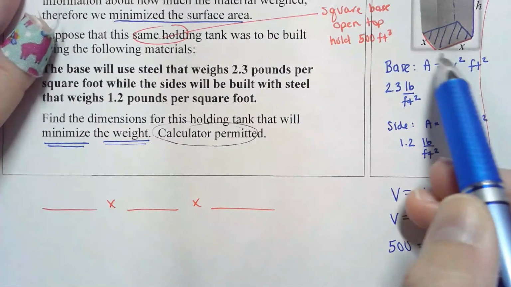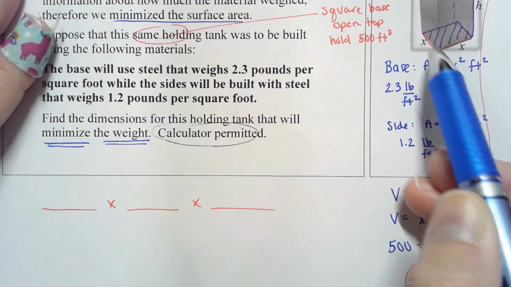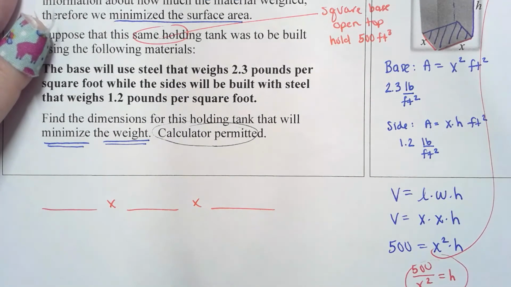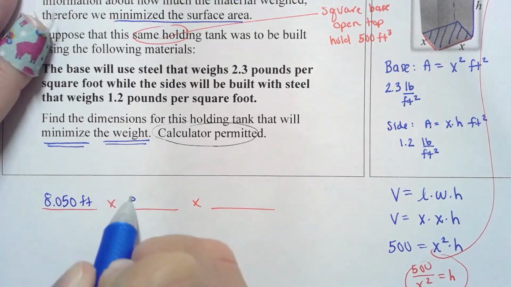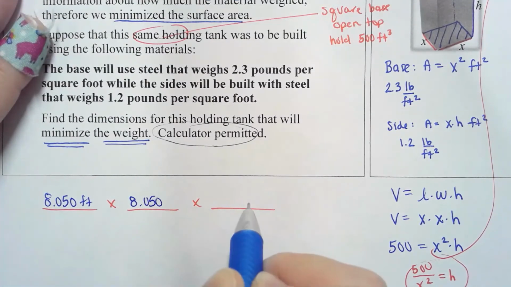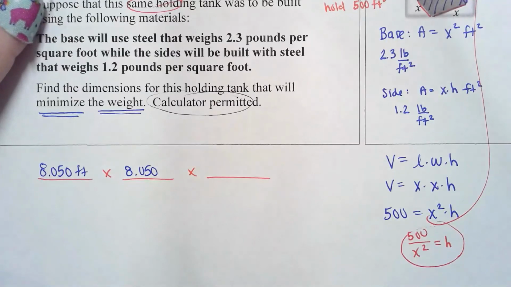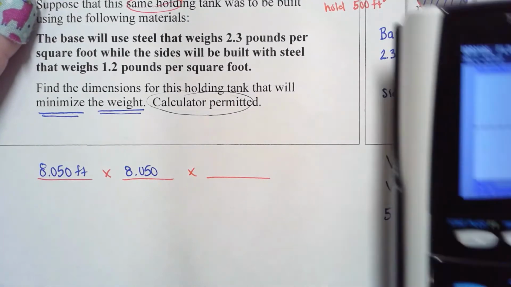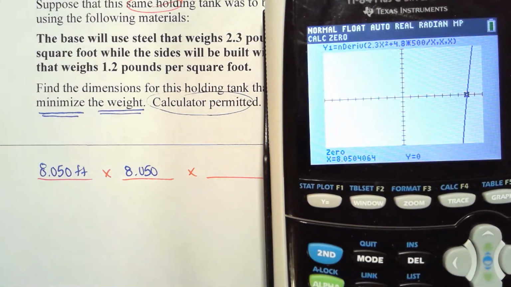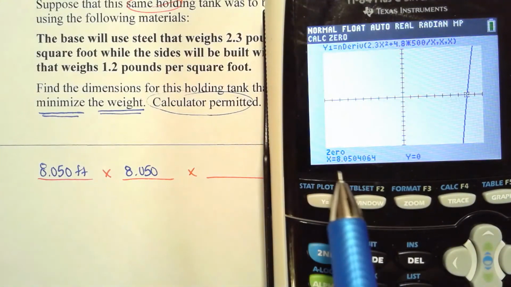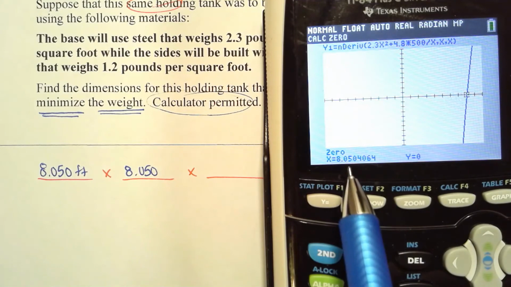Now, the good news is the x on our calculator is the same as this x here. So we have our 8.050. I just need to go find the height. How do we find the height? Oh my gosh, it's right here. The height equals 500 over x squared. Now, I'm going to be very careful because my x value has been rounded, right? So I either need to write down more decimals or I need to go store that x. I'm going to store it.